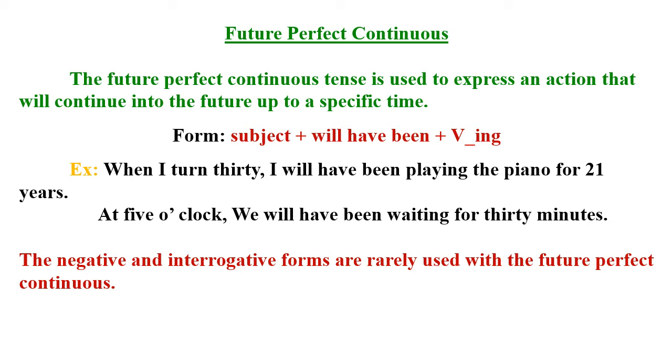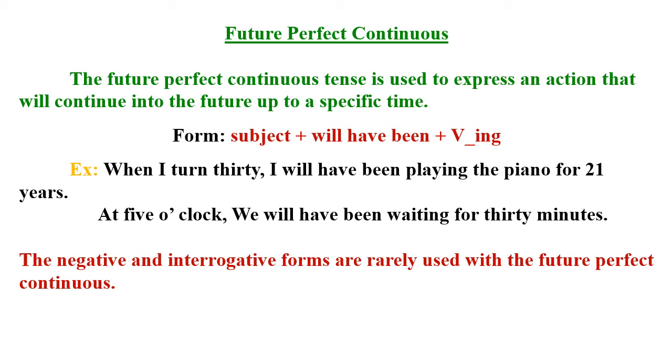Future perfect continuous tense. The future perfect continuous tense is used to express an action that will continue into the future up to a specific time. This form is used to project ourselves forward in time and to look back. It refers to events or actions that are currently unfinished but will be finished at some time in the future. And it is most often used with a time expression.